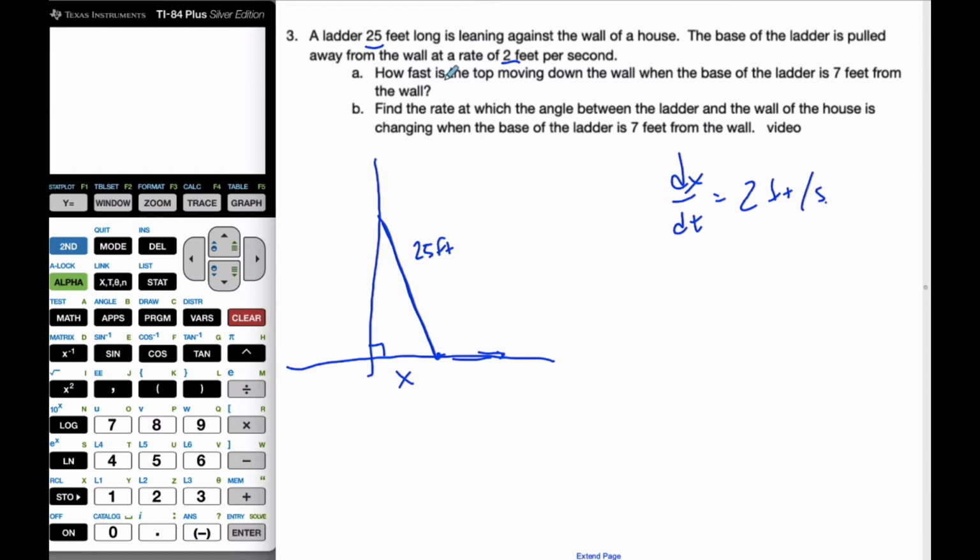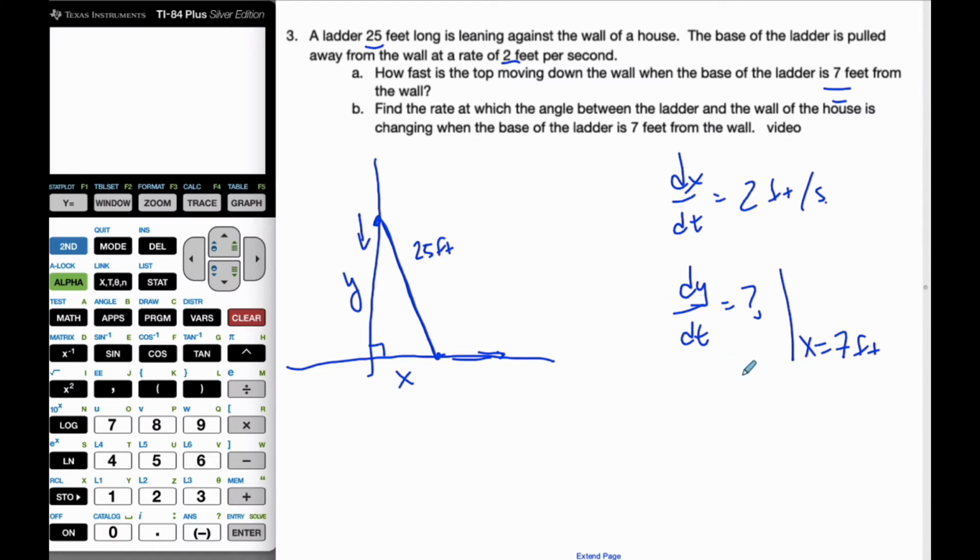Okay, I want to know how fast is the top moving down. So how fast is this moving downwards? So if I call this y, I'm looking to find dy/dt. I don't know what it is when it's 7 feet from the wall. So when x equals 7 feet. Okay, so we've gotten the information that we know and what we're looking for in terms of math.